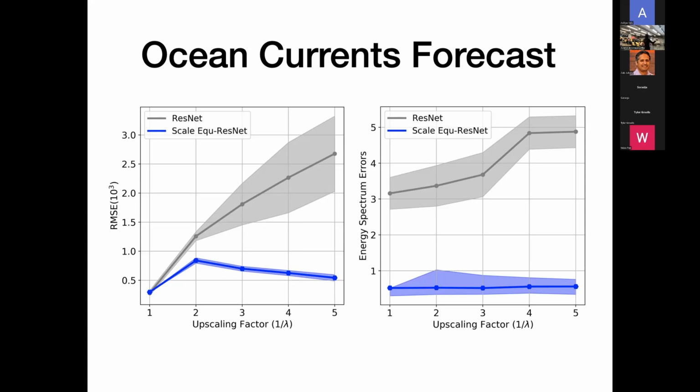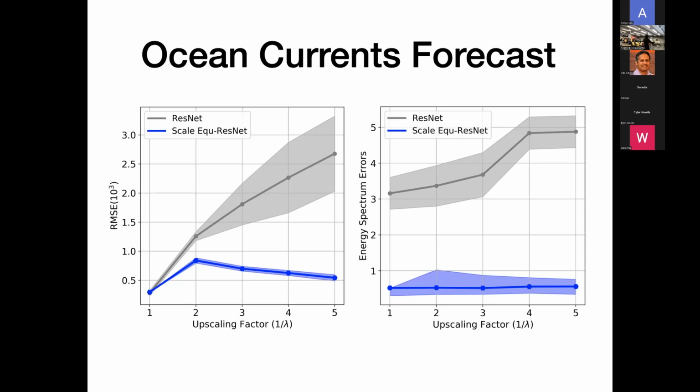The task here is to emulate the dynamics of ocean currents. So it's basically making forward predictions for the velocity of ocean currents. We're using a combination of simulation and real world data. This is called the reanalysis data, an estimated data of ocean currents combining simulations and observations. In this case, we're looking at the forecasting RMSE versus different upscaling factors within the test data. So it measures how different the test data is from the training data.